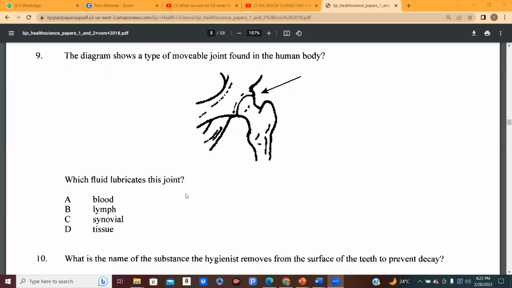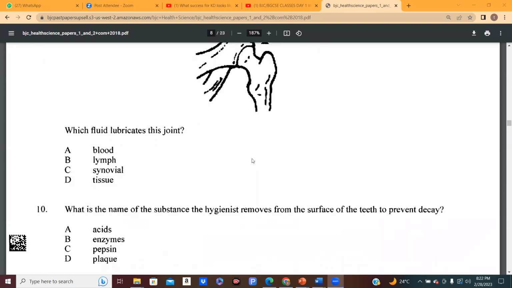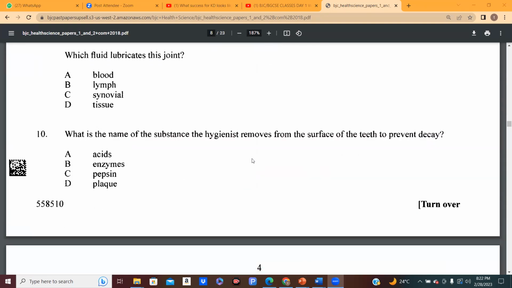What did you say, Kevinique? Or C. C, synovial, very good. This is synovial fluid. So the synovial fluid will lubricate the joint. The next question is for Lanaya. What is the name of the substance the hygienist removes from the surface of the teeth to prevent decay? Is it acid, enzymes, pepsin, or plaque? It's D. It's the plaque. Very good.